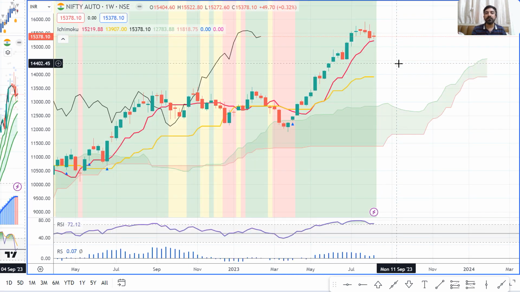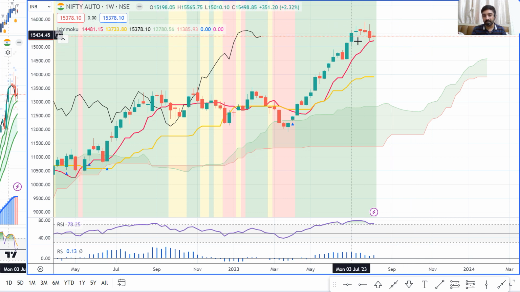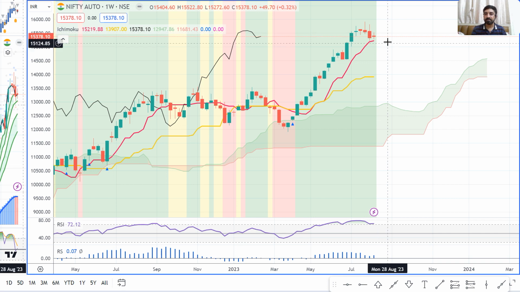Auto, if you see, there is decent consolidation over here. The prices have corrected a little. They might take a support over here and give a little bit of bounce, but otherwise, a strong sector.